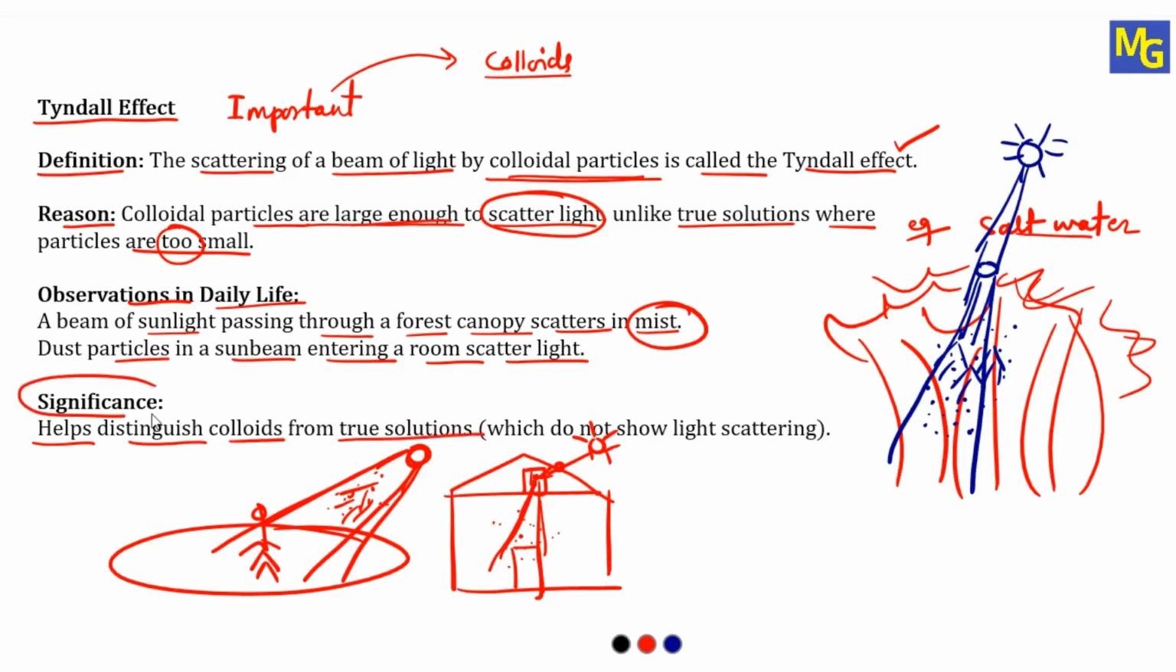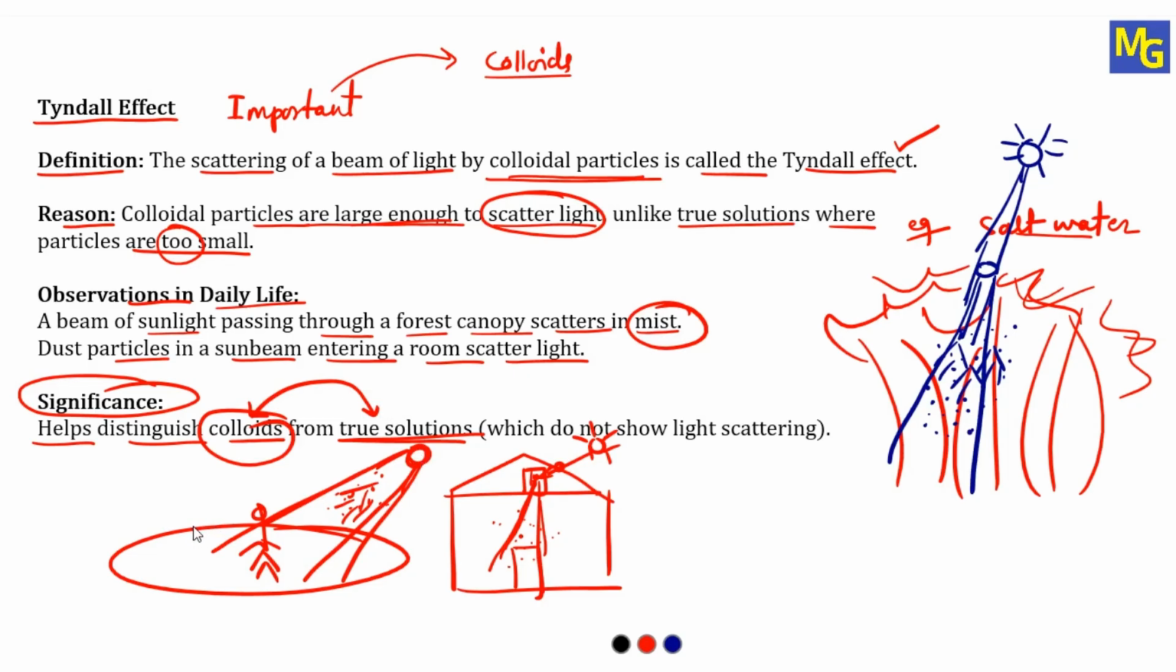So the importance of the Tyndall effect is that it helps to differentiate between colloids and true solutions. True solutions will not show the Tyndall effect because the particle size is very small, not enough to scatter the light. But colloids can show the Tyndall effect because the particle size is a little bigger, which is enough to scatter the light. So if you want to identify which is a colloidal solution and which is a true solution, we can perform this Tyndall effect, which is very simple.